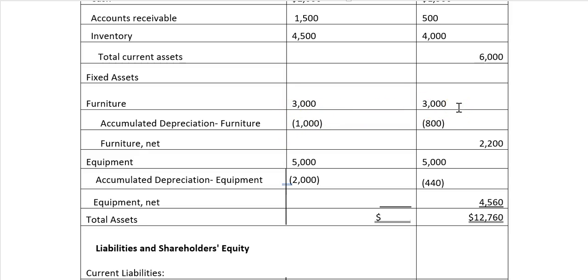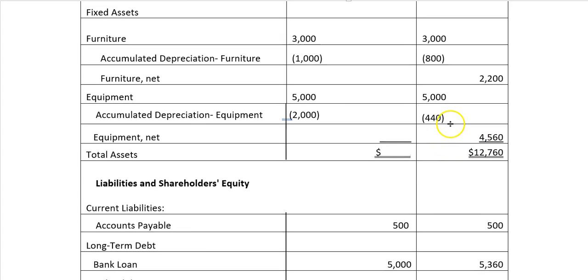So we have $3 million of furniture and then 800 of accumulated depreciation on the furniture. What that means is the amount of wear and tear on the furniture. We'll talk more about depreciation later in the course. And we have the net value, the book value. So 3,000 is what we paid for it, that's historical cost, minus 800 that we've written down, we have 2.2 million left over.